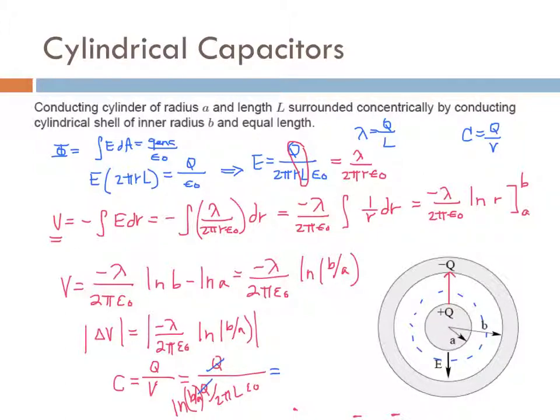2 pi epsilon naught will go on top. And then my natural log of B over A will stay down at the bottom. So this is the capacitance for a cylindrical capacitor.